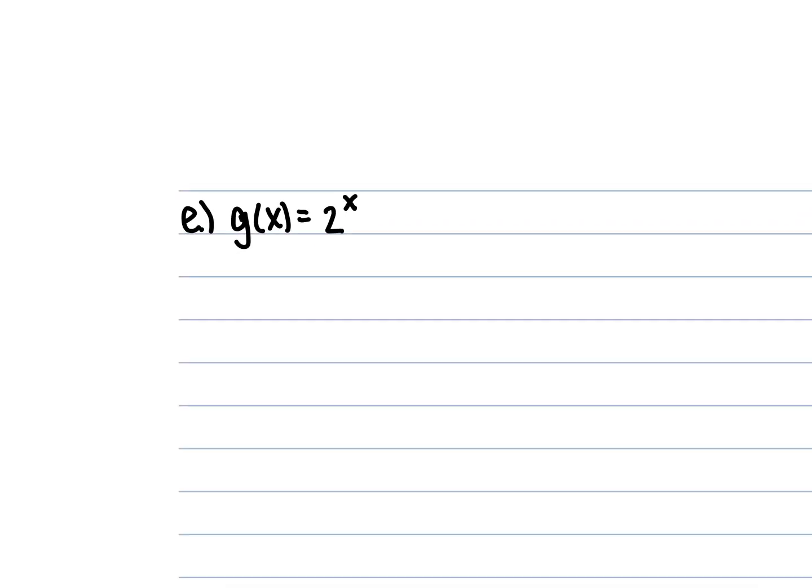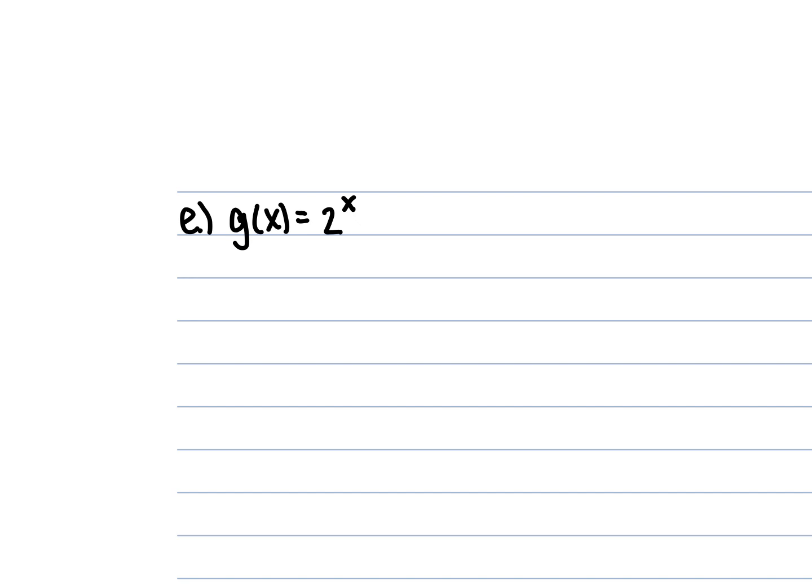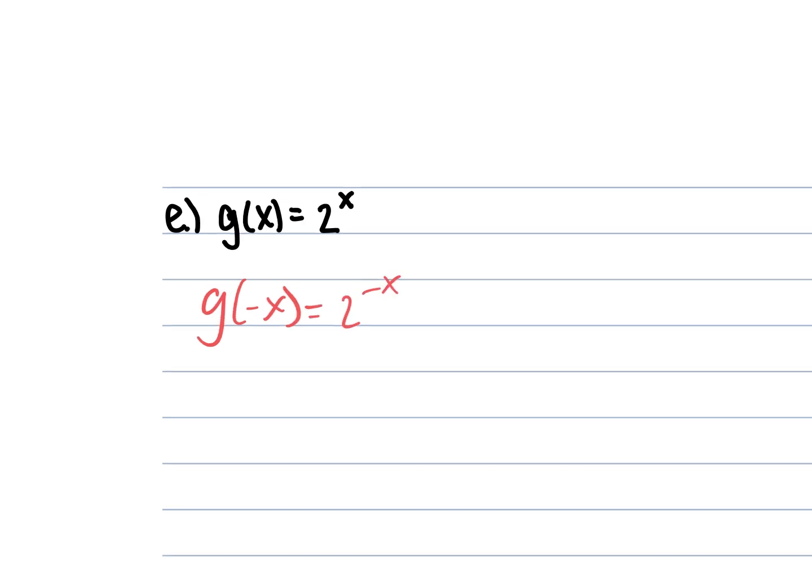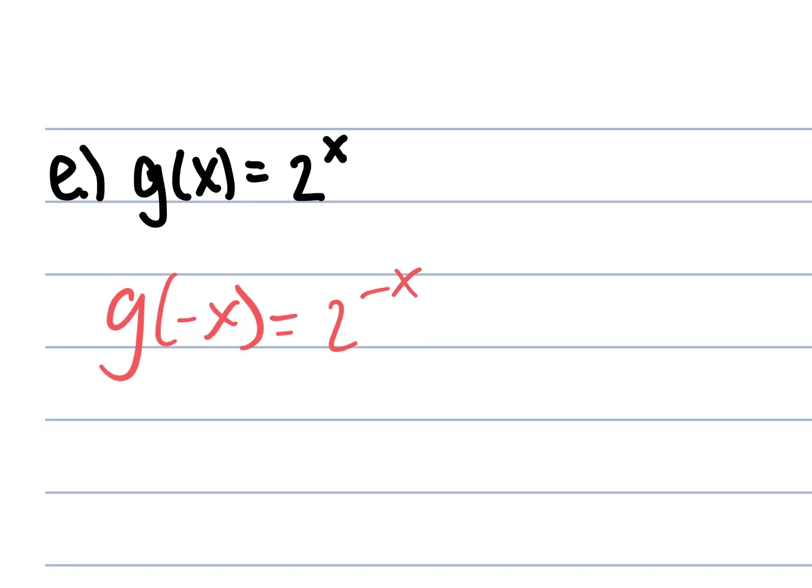All right, letter E. We have g of x equals 2 raised to the x power. What do I do? Plug in a negative. So it's going to be g of negative x equals 2 to the negative x. What do we do with a negative exponent? You bring it down under the fraction. The bottom of the fraction. 1 over 2 to the positive x. Okay, so it's 1 over 2 to the x.